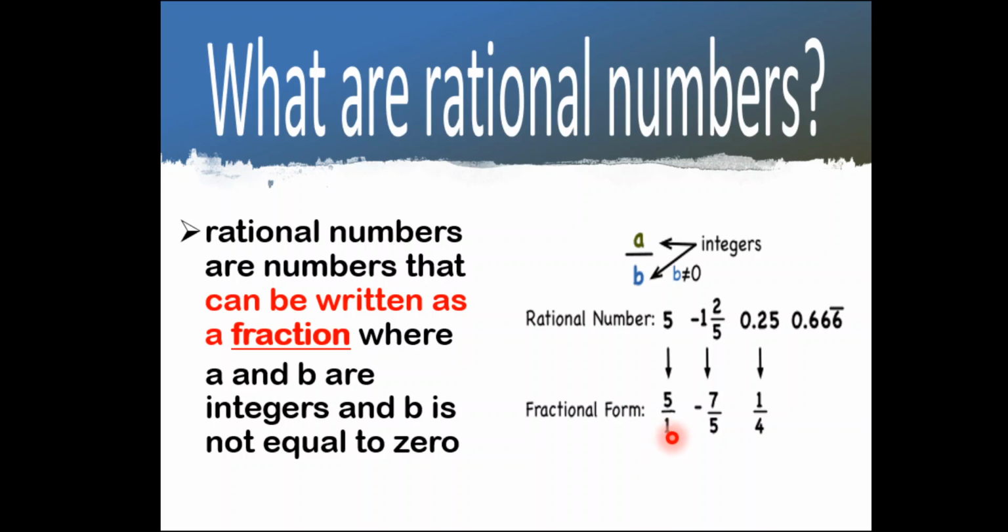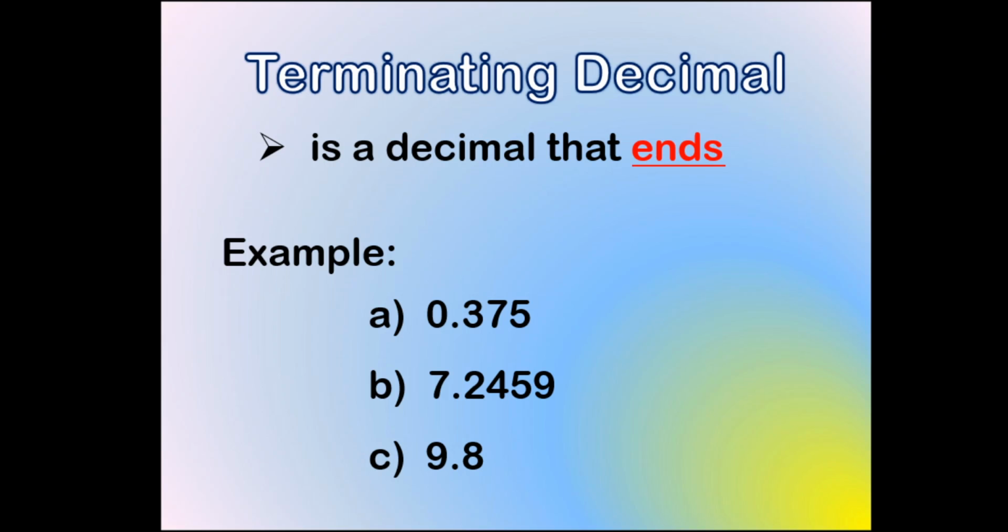Another example we have is negative 1 and 2 fifths. Now negative 1 and 2 fifths is equal to negative 7 over 5. And lastly, we have 0.25, which is equal to 1 over 4. So again, a rational number is a number that we can write as a fraction, a over b. Other rational numbers are the following.